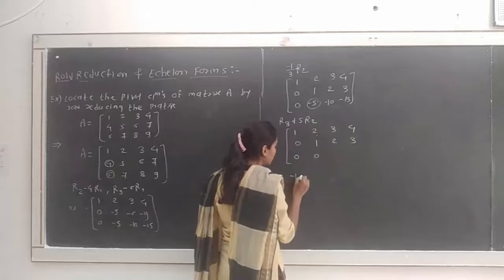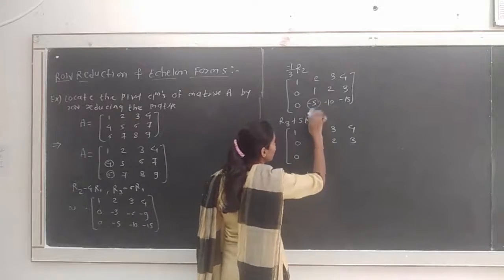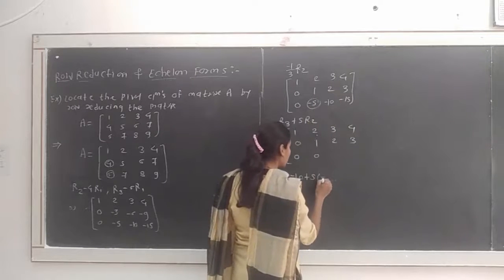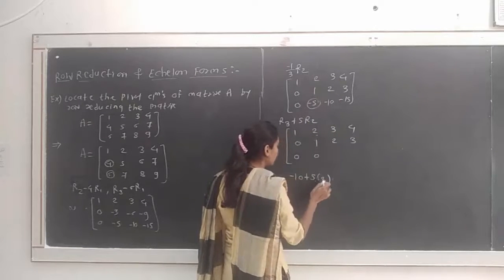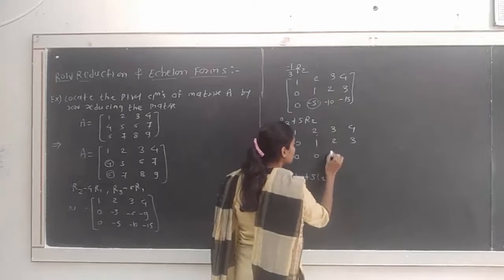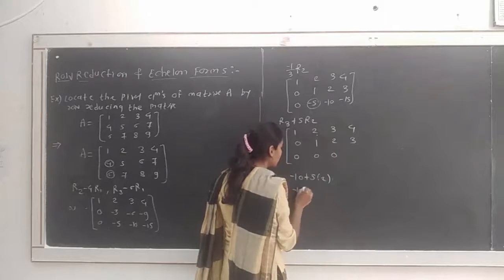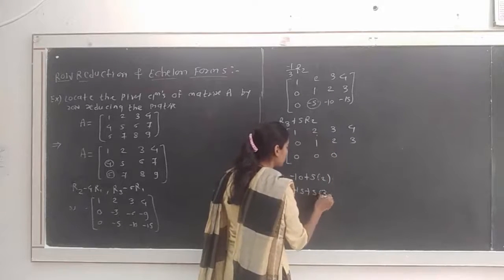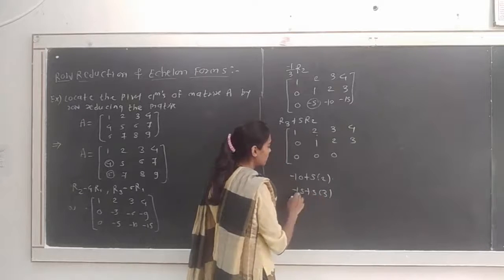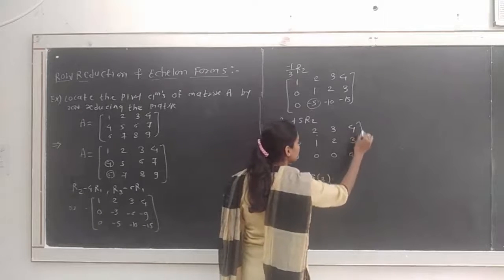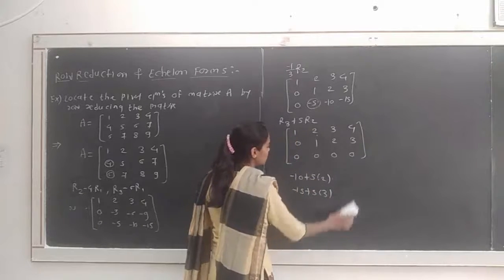Then the next entry will be minus 10 plus 5 with respect to the entry of R2, which is 2. So 5 into 2 is 10. Minus 10 plus 10 we get 0. And the next entry will be minus 15 plus 5 into 3. 5 into 3 is 15. Minus 15 plus 15 again we get 0. Okay, so in this way.